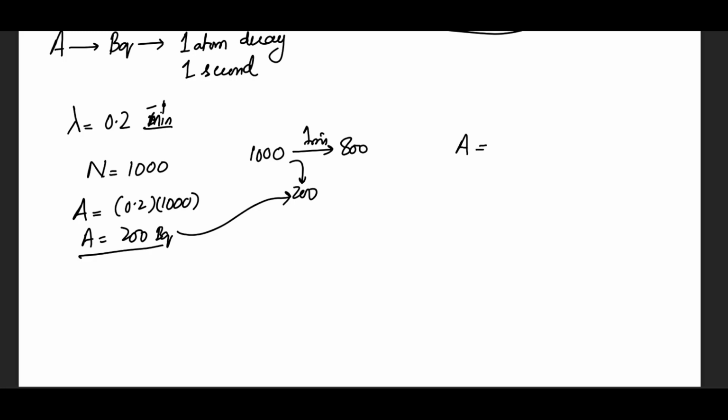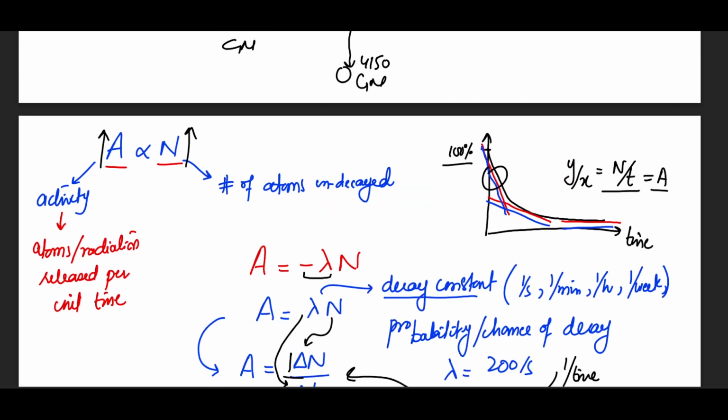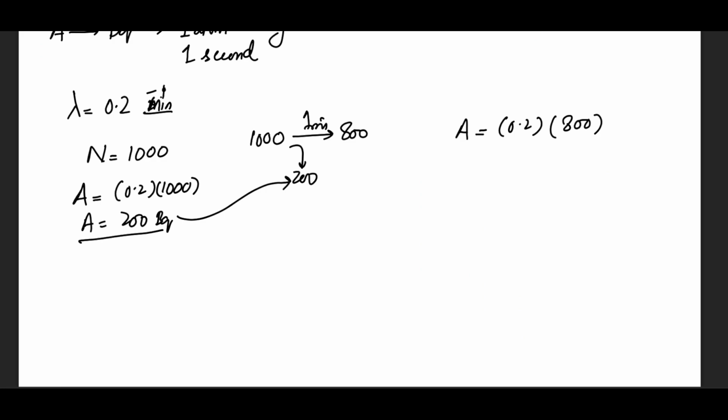So let's recalculate the activity. The decay constant remains a constant, it does not change. Multiplied by N, since the formula was N represents the number of atoms undecayed, left behind, who have not decayed, we are left with 800 atoms right now, right? So activity comes out as 160, which is not becquerel, but you can say that this is per minute, so it has to be in 1 second.